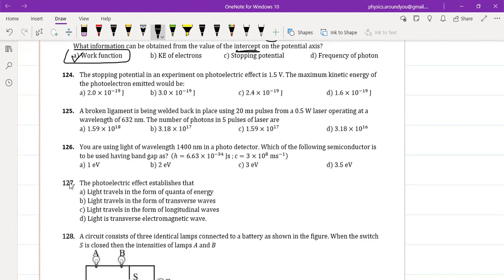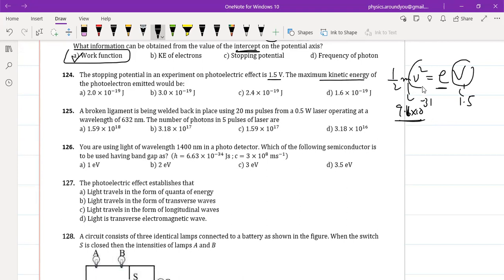The stopping potential in an experiment is 1.5 volt. What is the maximum kinetic energy? A direct relationship exists. Half mv square is equal to eV, right? e is 1.6 into 10 power minus 19, and V is 1.5 given, and the mass of electron is of course 9.1 into 10 power minus 31. That is the mass of electron. From there, you can get the value of v.